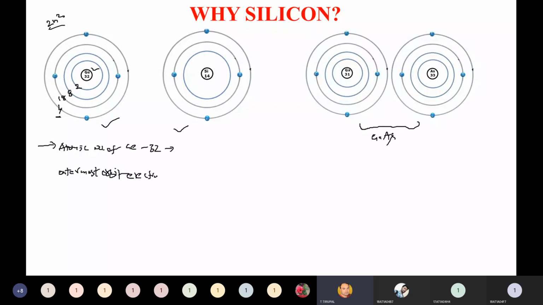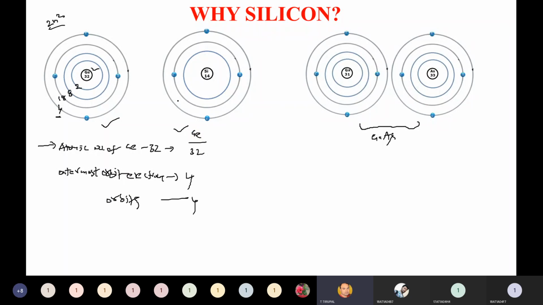How many electrons are there in the outermost orbit? 4. This is for germanium. Atomic number is 32, and outermost orbit electrons are 4. How many orbits? 4 orbits.